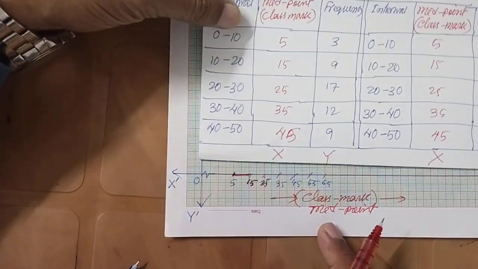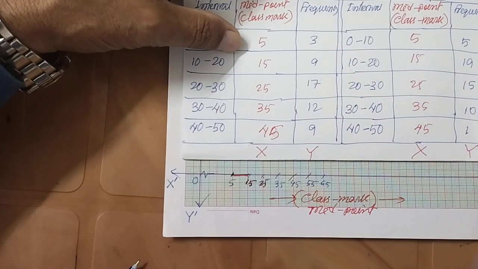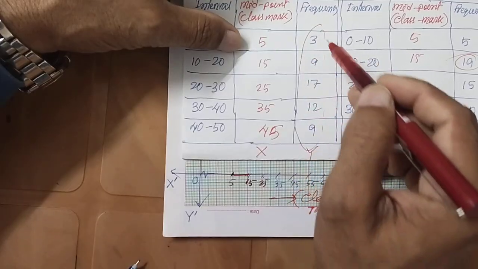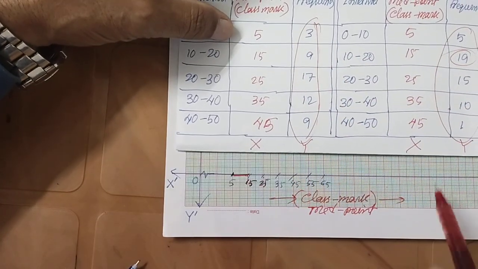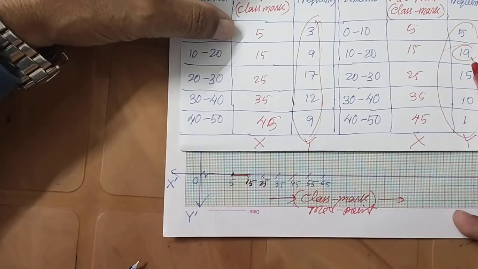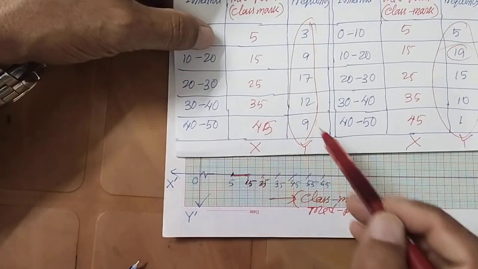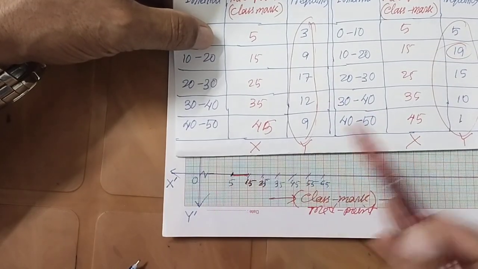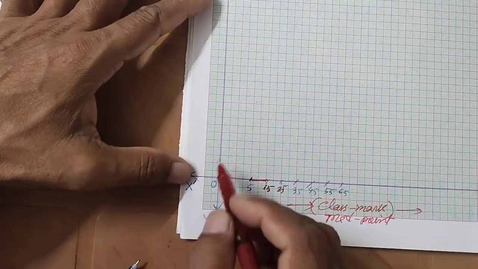Now frequency: you will see in both the data, the highest frequency is 19. Highest is 19. This will give one graph, this will give another graph in the same graph paper. Now highest is 19, so we have to take the scale along y in such a way that the highest value is accommodated. I think it will be accommodated if we take 1, 1.